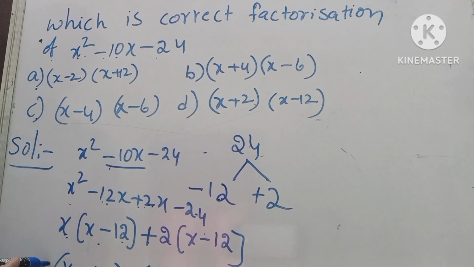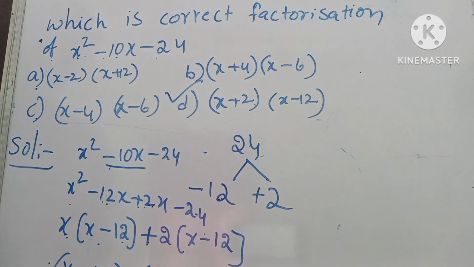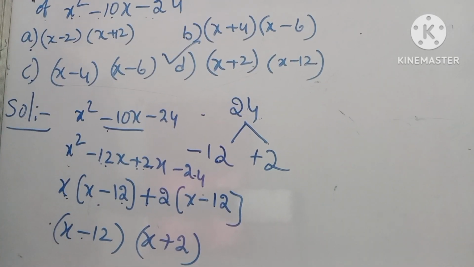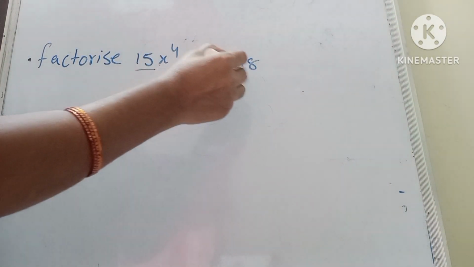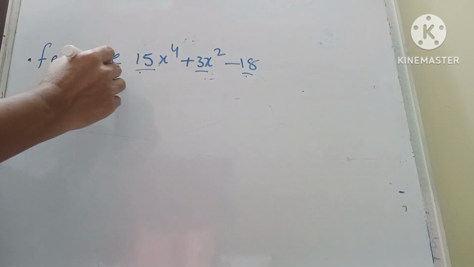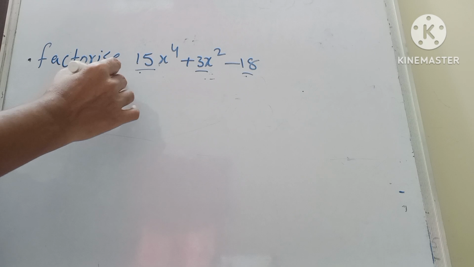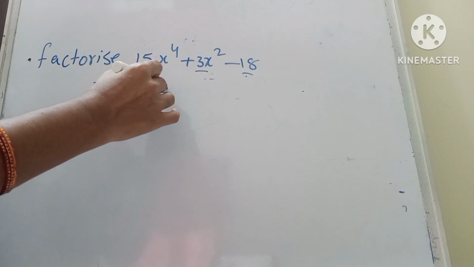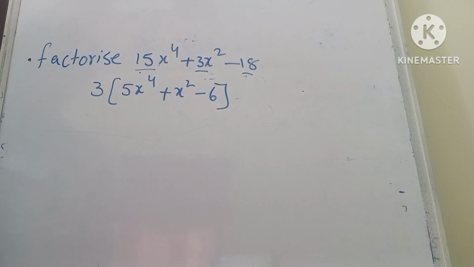So which option is correct? x minus 12 and x plus 2. Option D is correct. Now, are there any common factors in this next one? Yes, 3 is a common factor. First take out the common factor 3. If you take out the common factor 3, this is 15x to the power 4 plus x square minus 6 is the other factor.